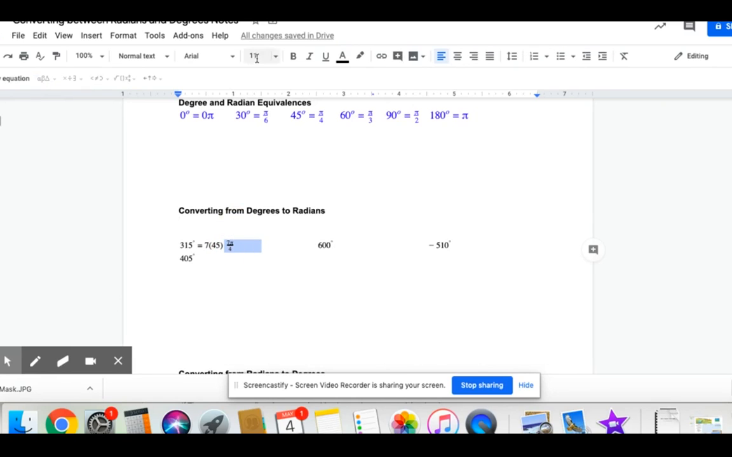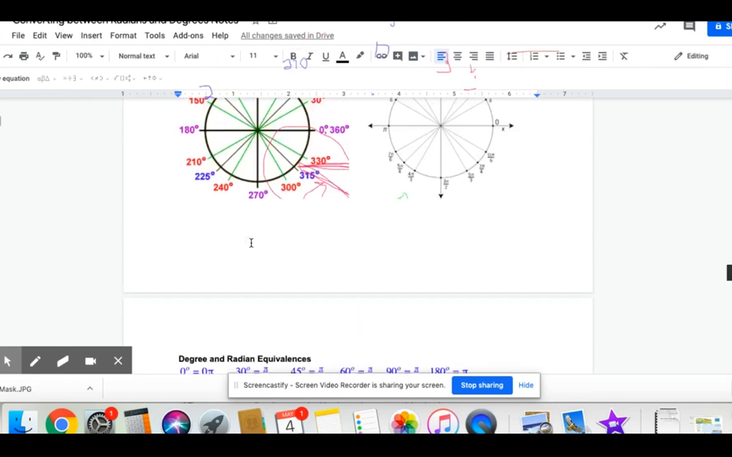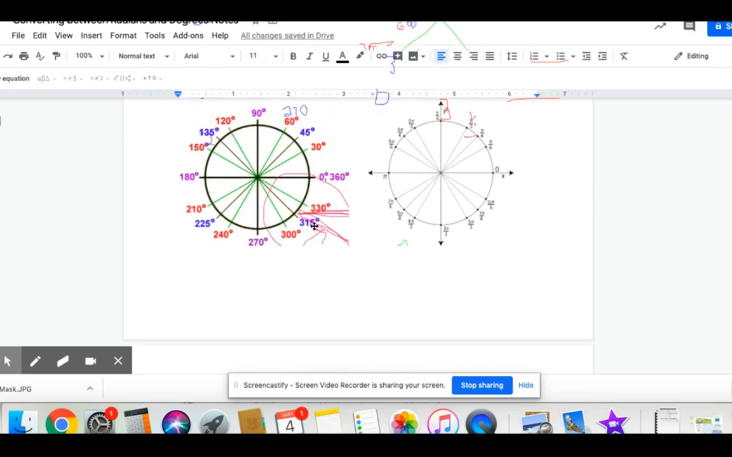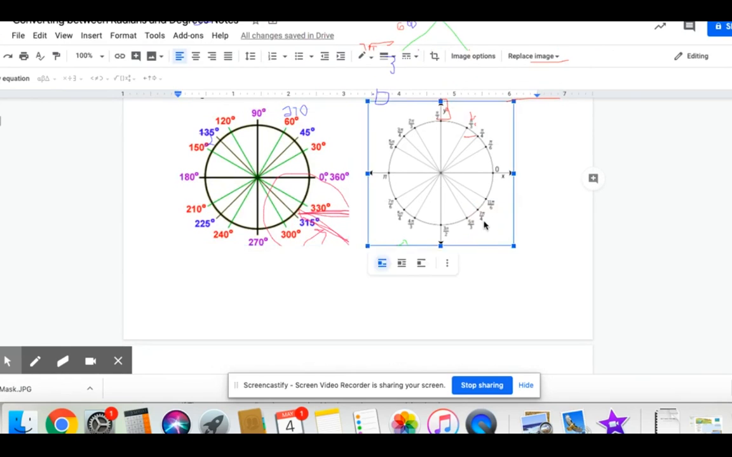Now my radian, or my degree, is in a radian, because I figured out I could divide it by 45s. I figured out how many 45s went into 315. That's 7 of them, and 45 is pi over 4. So 315 is the same as 7 pi over 4. And if you look up at the unit circle, 315 is right here. So is 7 pi over 4. It's in the same exact spot on that unit circle.